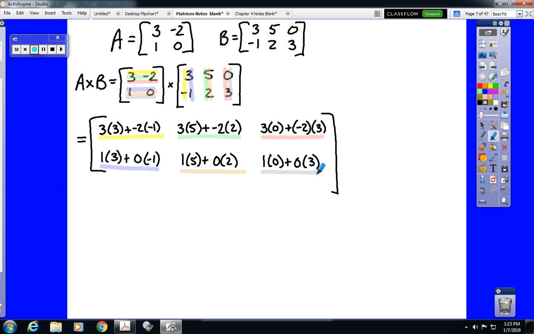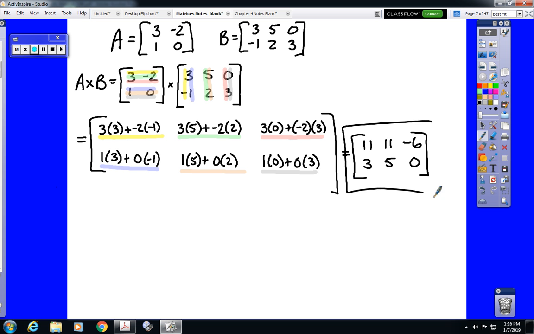Now, as I mentioned, each of these is going to reduce down to a single number. So for our final answer, we're going to take each of these sums and reduce them down to one number. So we have here 3 times 3, which is 9, plus negative 2 times negative 1. So that's 9 plus 2, or 11. 15 minus 4 is also 11. 0 minus 6 is negative 6. 3 plus 0 is 3. 5 plus 0 is 5. And 0 plus 0 is 0. So our answer would be 11, 11, negative 6, 3, 5, 0.